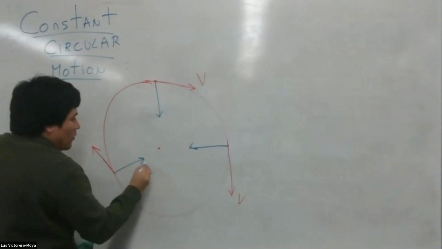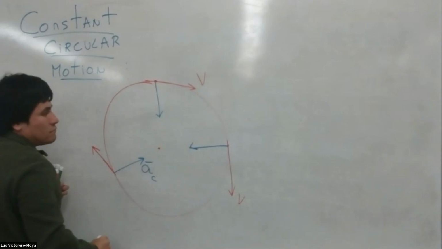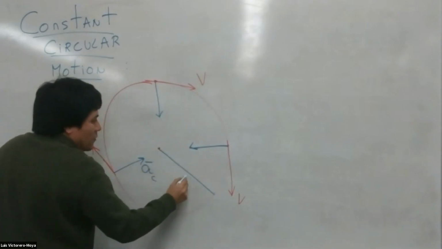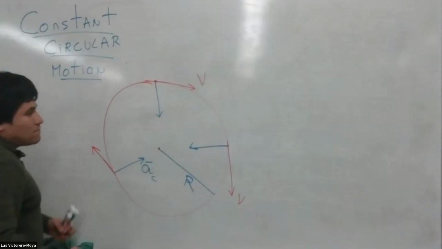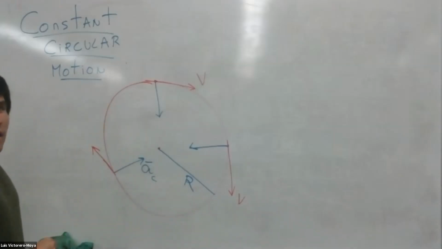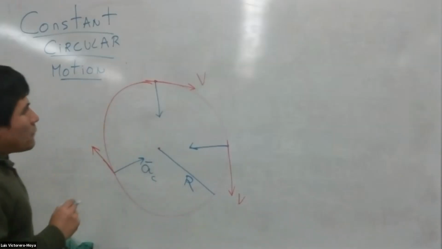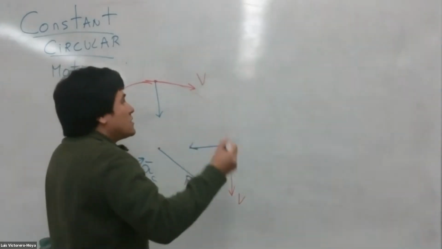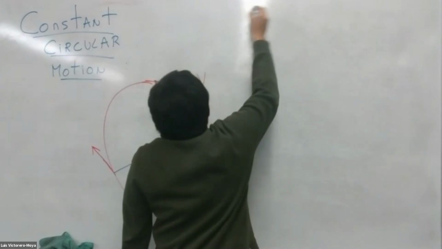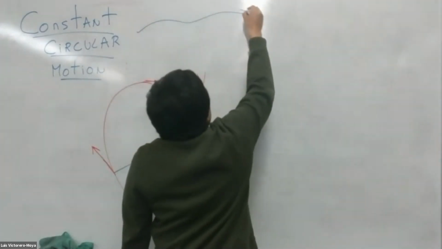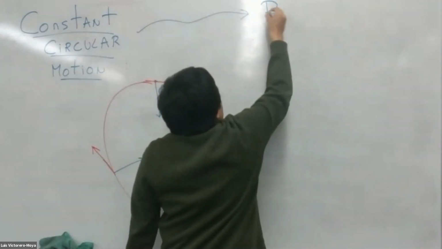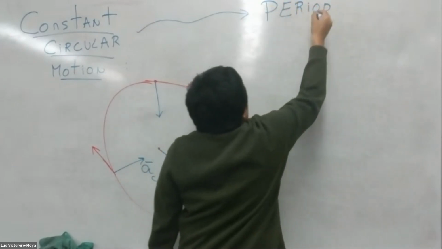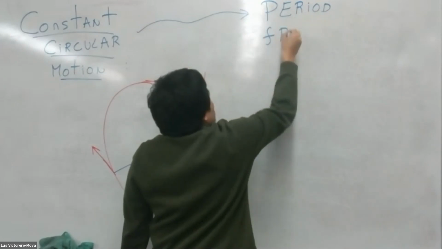And we label it like another vector AC. And also we know that this has a radius of magnitude R, and that's your constant circular motion. What are the properties of a constant circular motion? A constant circular motion has constant speed, period, and frequency.